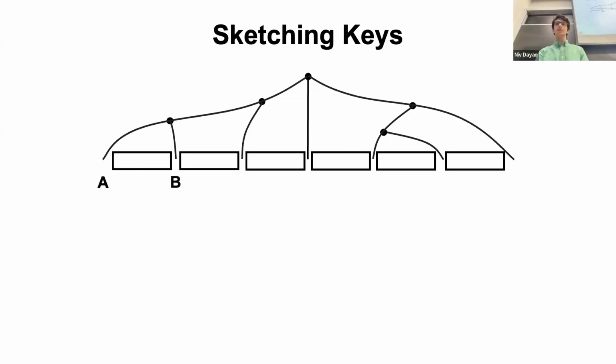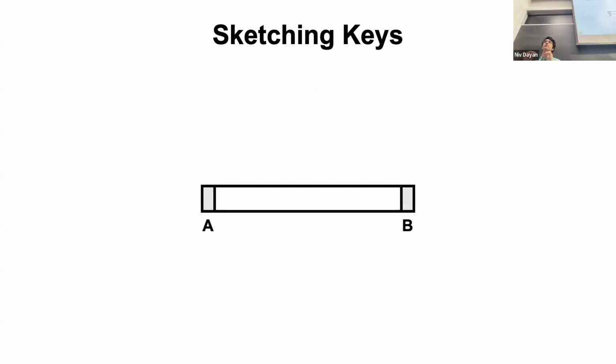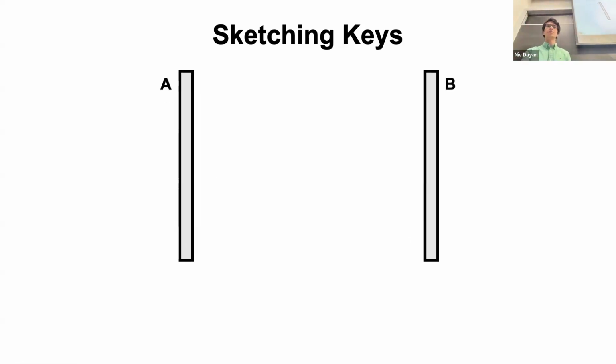So let's consider the first two samples, A and B. Now let's take the set of keys that are in between A and B. I'm going to take one of these keys in between, and I'm going to show you how you can use the representations of the samples themselves to come up with a nice sketch of the key that's in between. So let's take A and B. In general, they can have different lengths, but for simplicity, let's assume they have the same length.